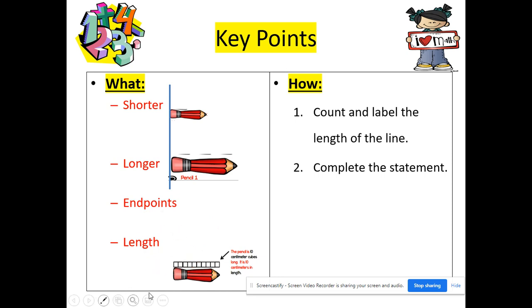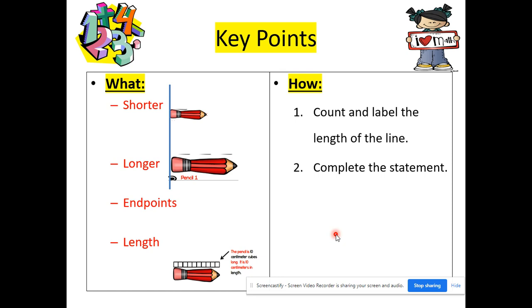Length. The length is the measurement of an object. So here, the pencil is 10 centimeter cubes long. It is 10 centimeters in length. So length is how long an object is. And right here, this pencil, it's 10 centimeter cubes in length.